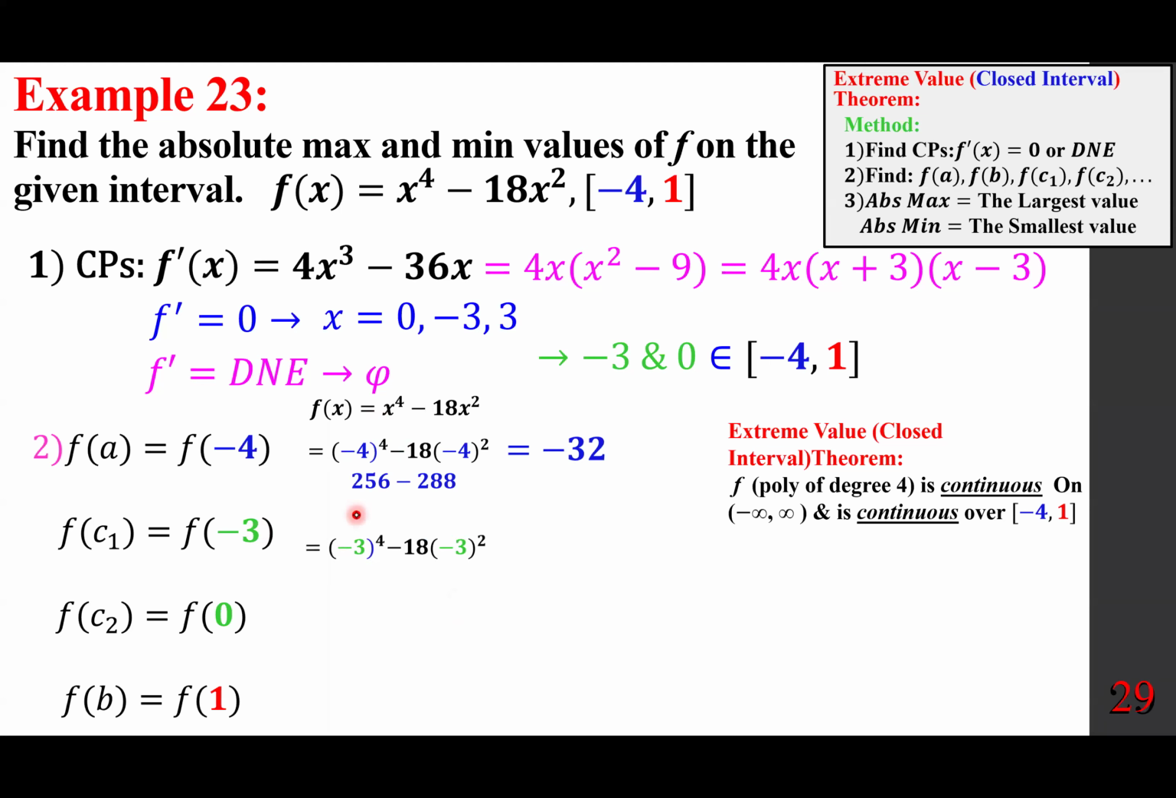Plug in negative 3, you get 81 minus 18 times 9, and you get minus 81. If you plug in 0, I hope you see that you get 0. If you plug in 1 to the power of 4 minus 18, 1 squared, that means 1 minus 18 or negative 17. So we have all of the above.